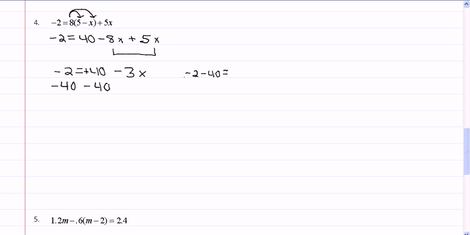I have to follow keep, change, change. So I keep the sign of the 2 as negative, change the operation to addition, and change the 40 to a negative number. So I'm actually adding negative 2 plus negative 40.